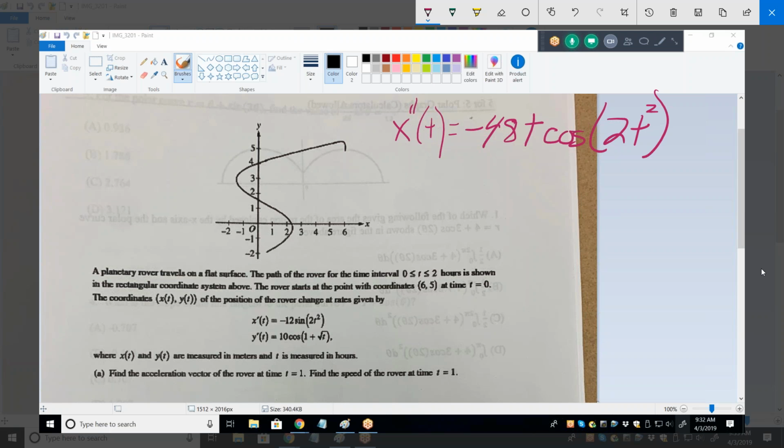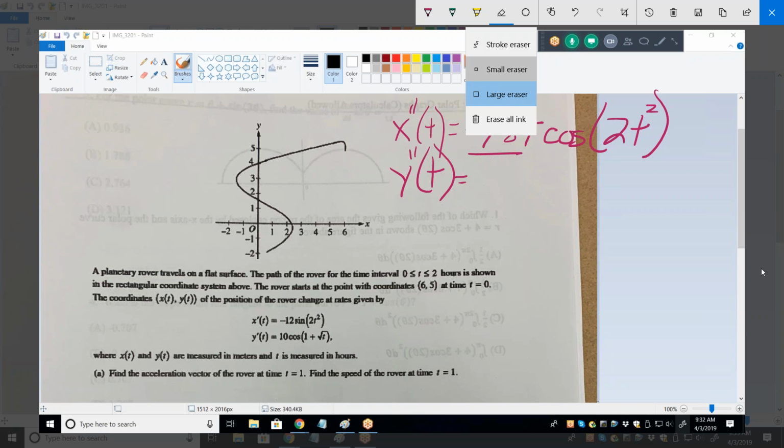And now y double prime of t equals... Go ahead and do it piece by piece. When I do these, I find them much easier if I don't try to figure out the coefficient. I do not start at minus 48. I start at minus 12 sine of 2t or cosine of 2t squared times 4t, and then I simplify it. I think that's an easier way to mechanically do the derivative.